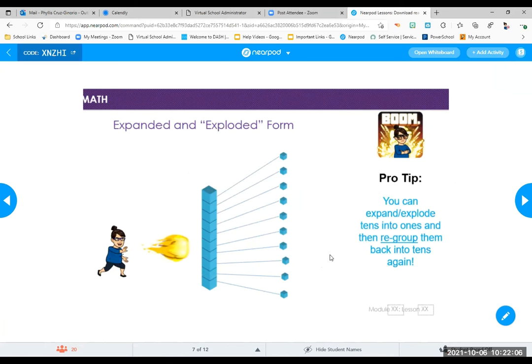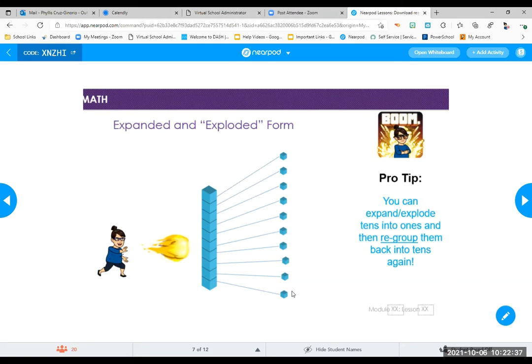But I want to talk to you first about our pro tip. One of the things we saw in this week's lessons were, please make sure you're able to show me 2 different ways to represent a number. What does that mean? 2 different ways? Anybody remember what I mean by two different ways?